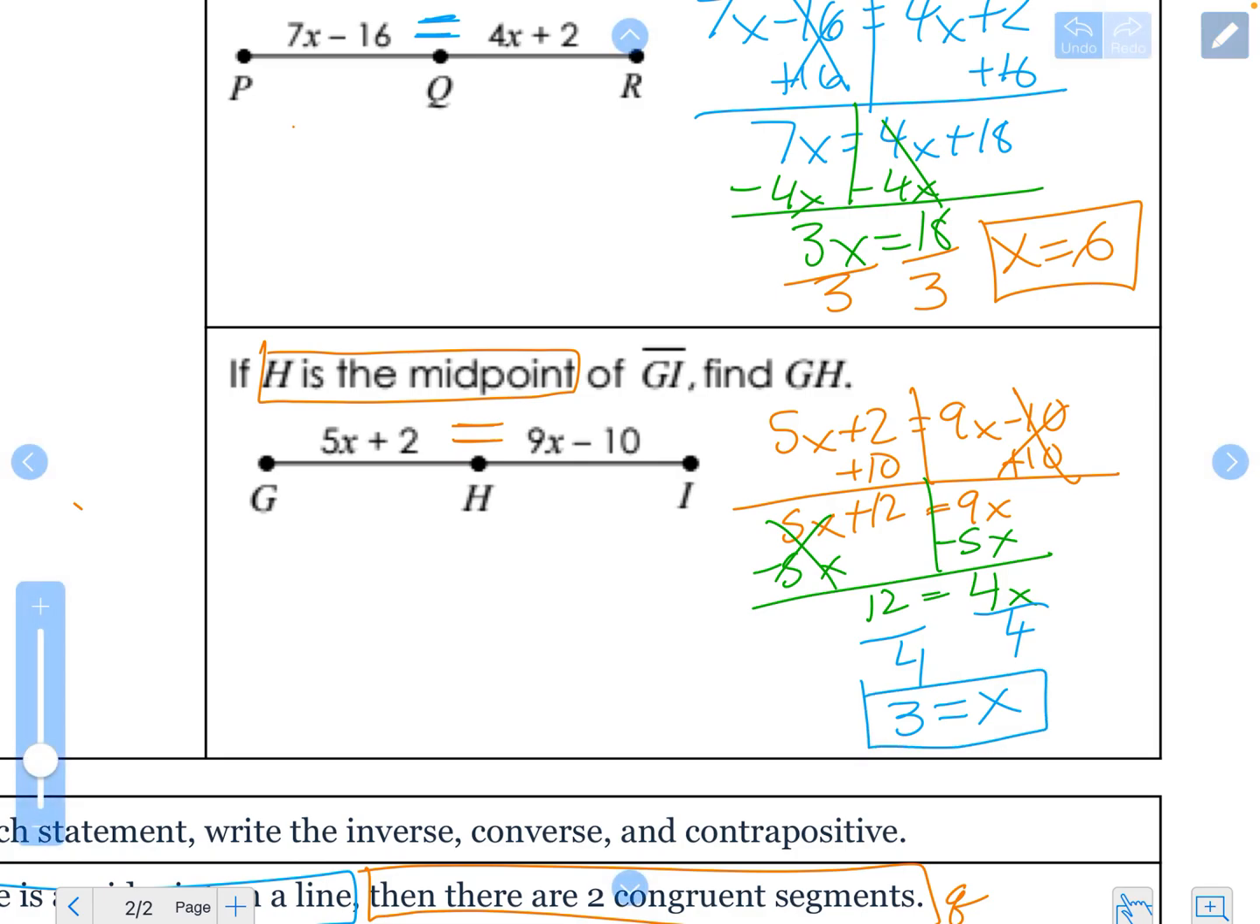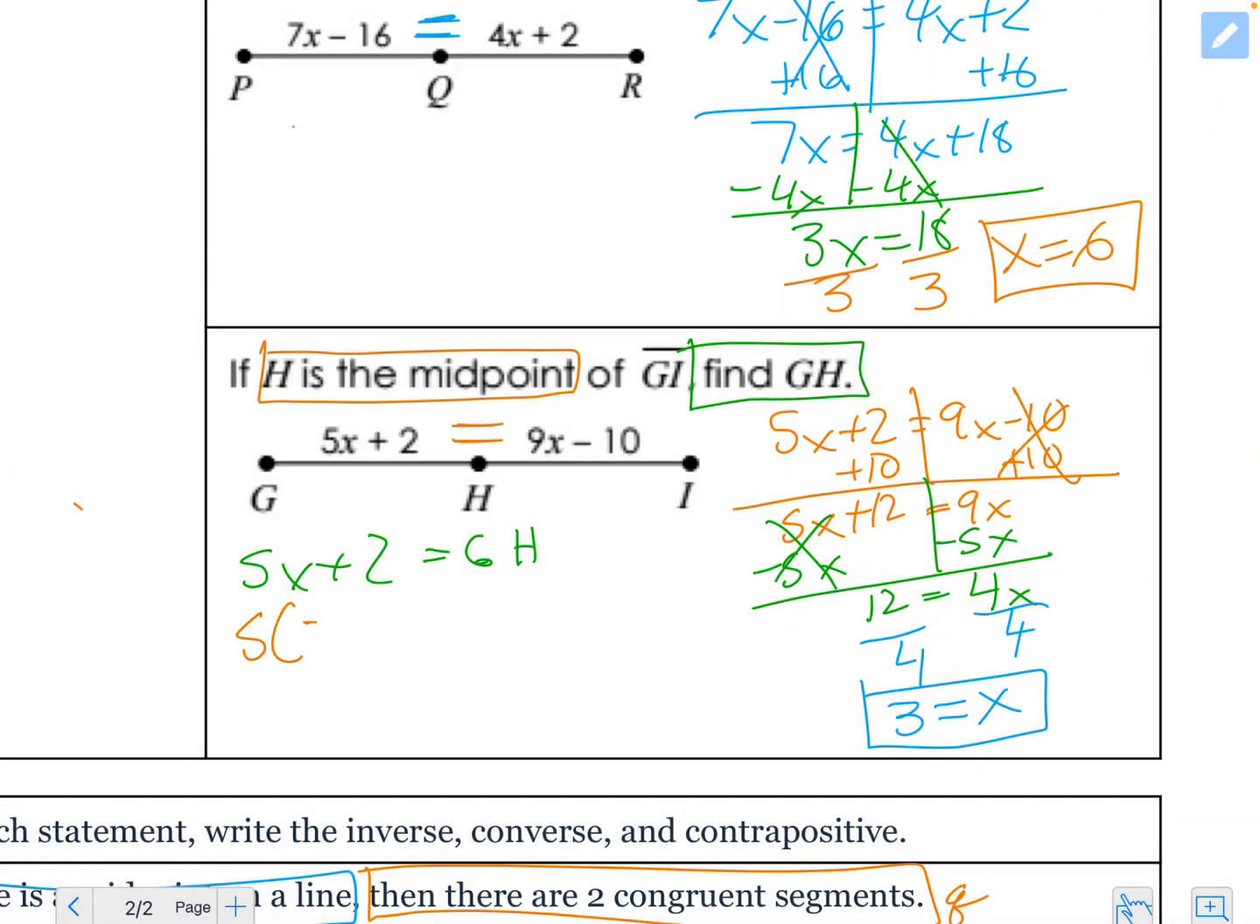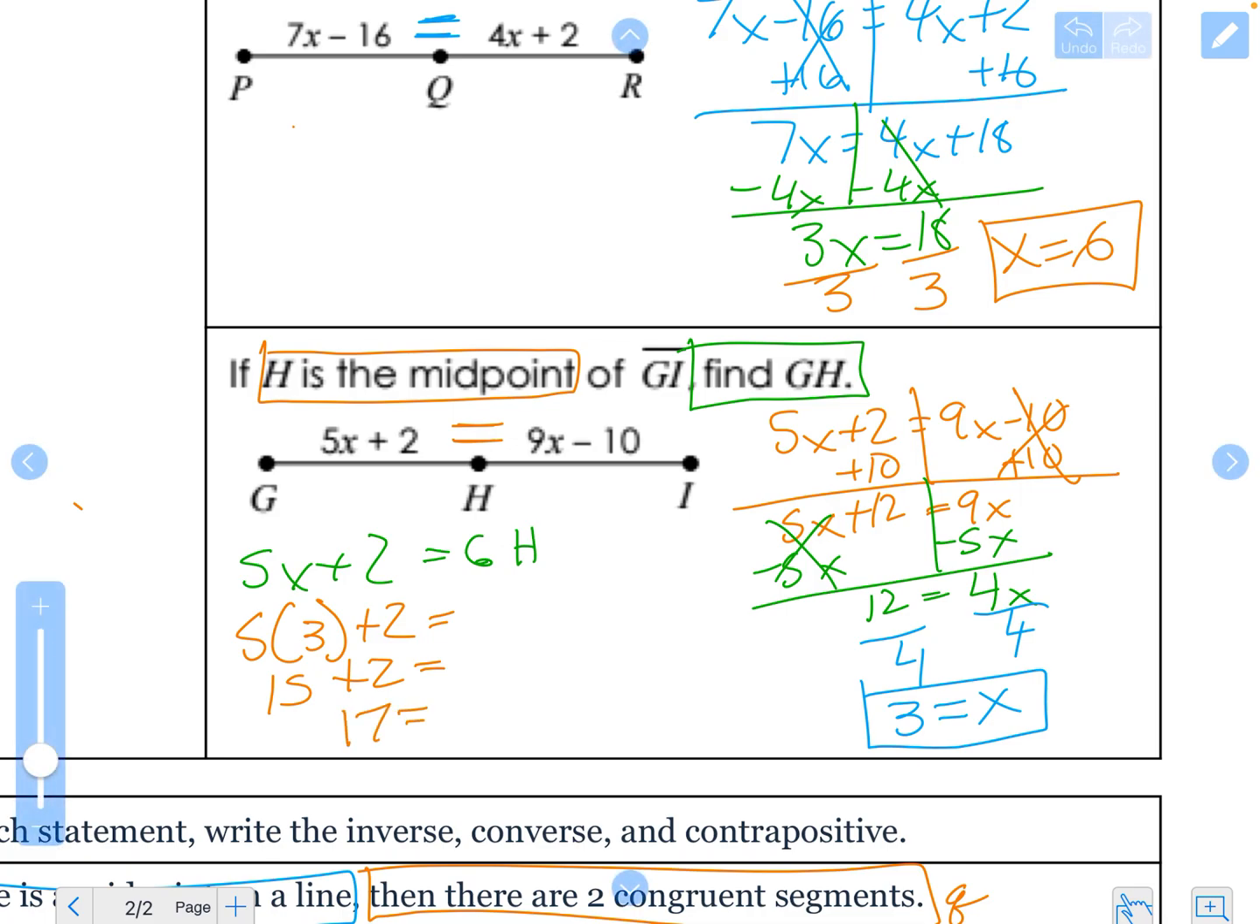But this problem doesn't want me to find x. It wants me to find GH. So GH is 5x plus 2, which equals GH. I know that x equals 3, so 5 times 3 plus 2 equals GH. 15 plus 2, so 17 units, or 17 equals GH. So that's how long segment GH is.